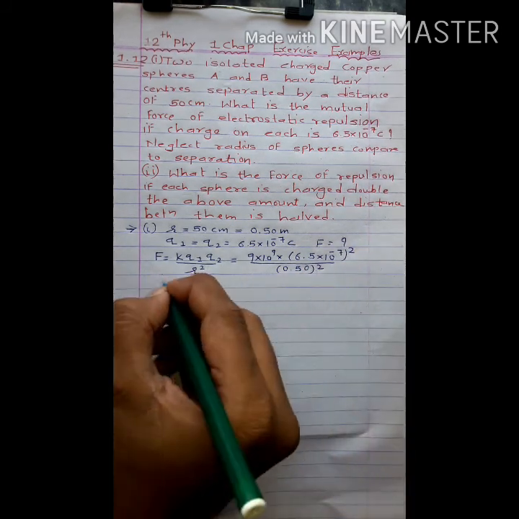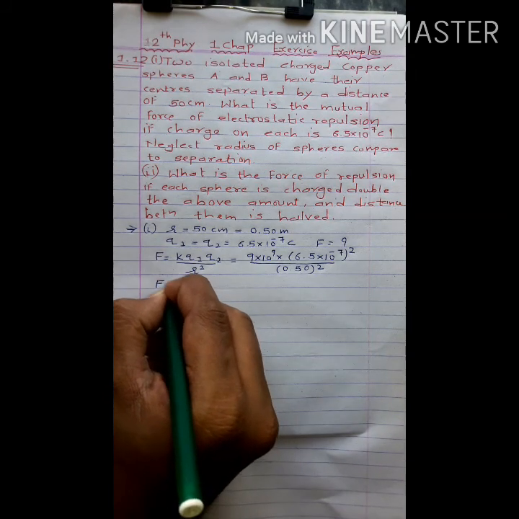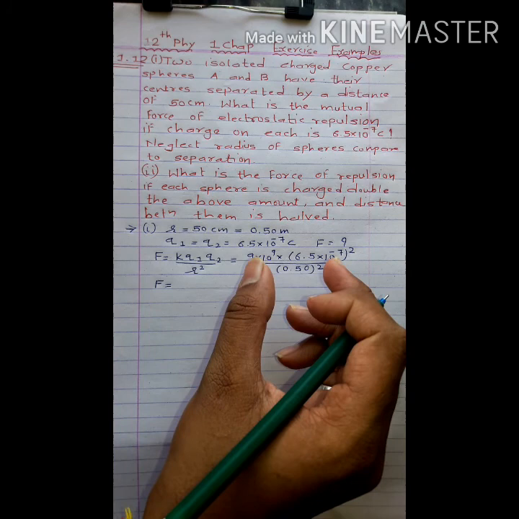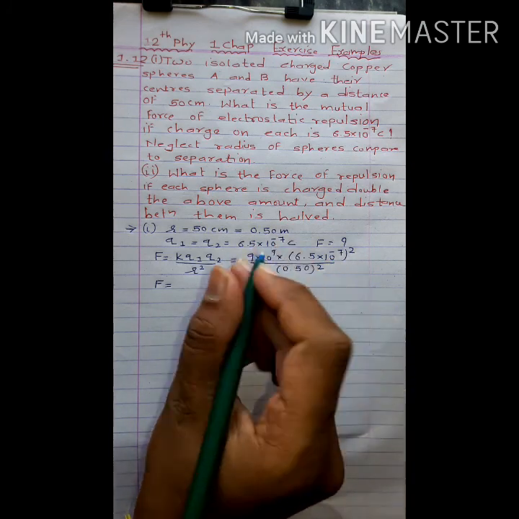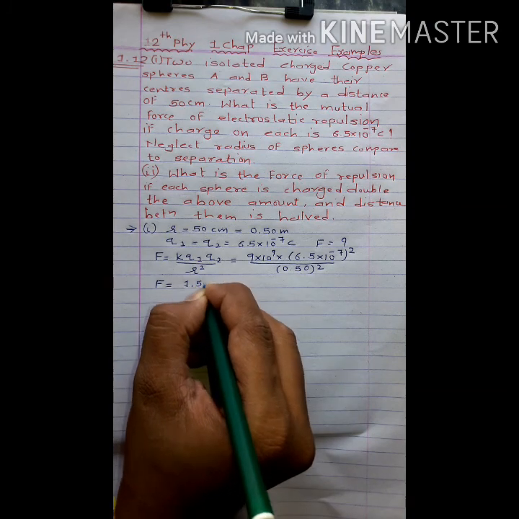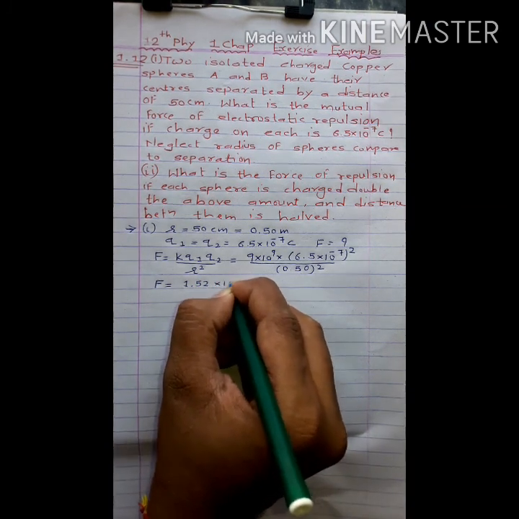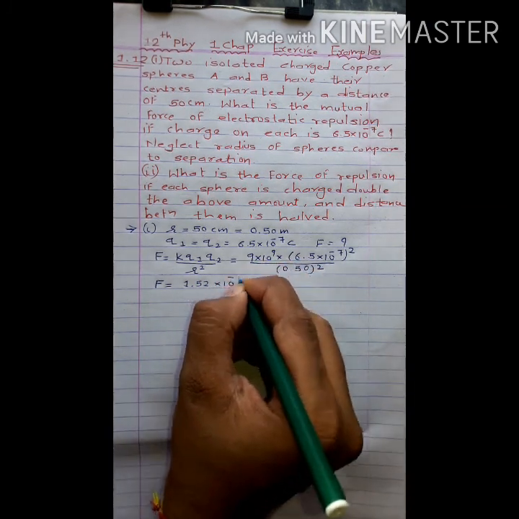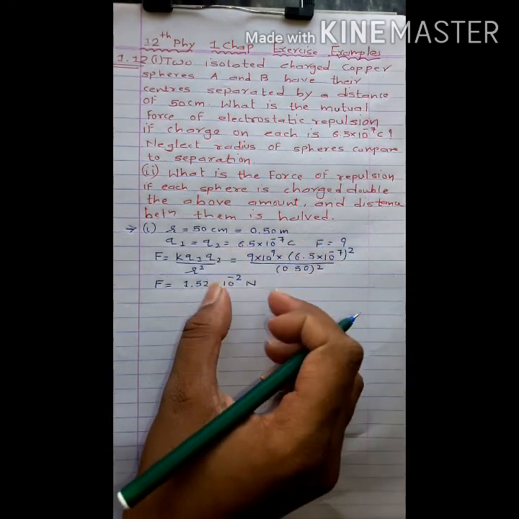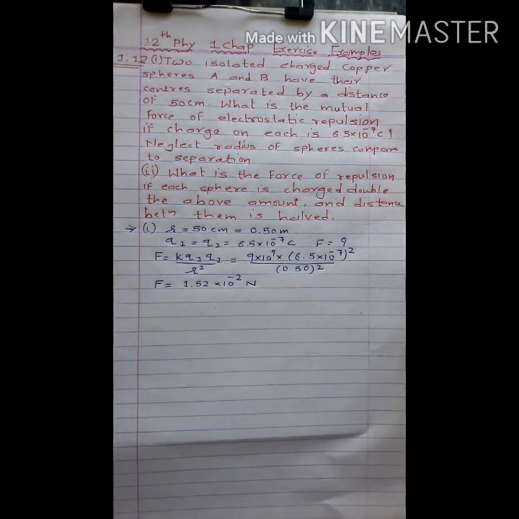Now try to find the solution of this equation. So our answer is, the value of electrostatic repulsion force is 1.52 into 10 to the power minus 2 Newton. Clear? Here the charge on both spheres is equal, so this is a repulsive force.